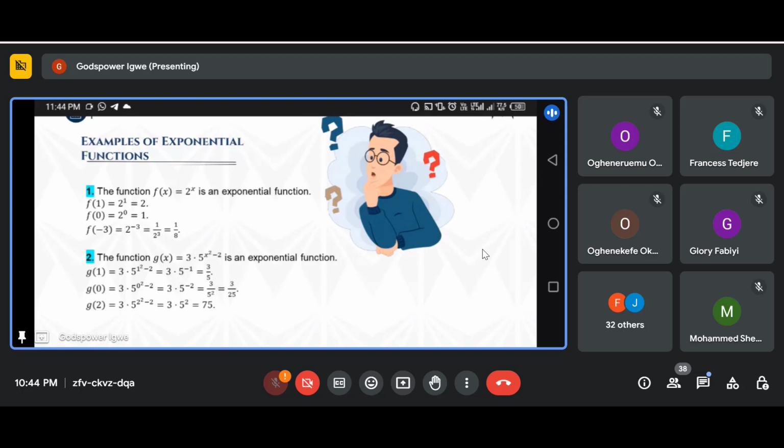For the second part, if x is given as 0, you can see that 3 times 5 raised to power 0 squared minus 2, 0 squared is 0, and so you are left with 5 raised to power minus 2. It's the same thing as 1 all over 5 squared, and 5 squared is 25. 3 times 1 over 25 is 3 over 25. The same thing for the last part, given that x is equal to 2: 2 squared is 4, 4 minus 2 is 2, and 5 raised to power 2 is 25. 3 times 25 is giving us 75.